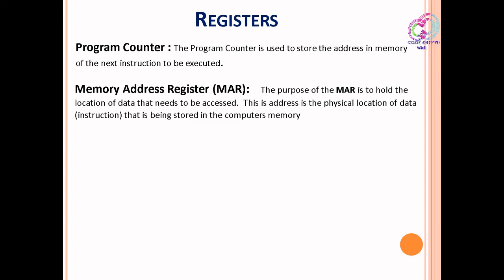And the memory address register MAR and MBR are both present in the memory unit. The purpose of the MAR is to temporarily hold the address. From the program counter it sends the address to the MAR, which holds that address, and then it will search for the contents of that address and store them in the MBR. The MBR holds the location, meaning the address, of data that needs to be accessed, that is fetched. This is the address of the physical location of data that is present in the RAM, being stored in the computer's memory.